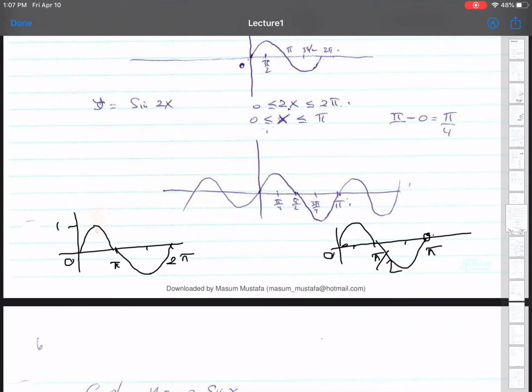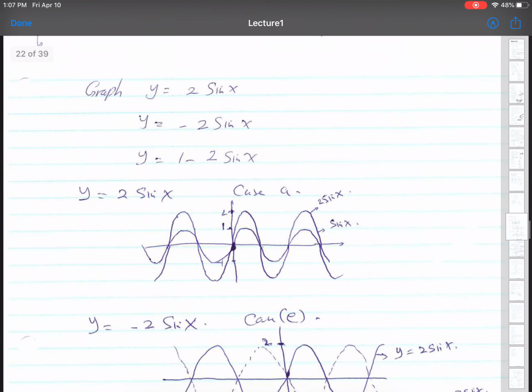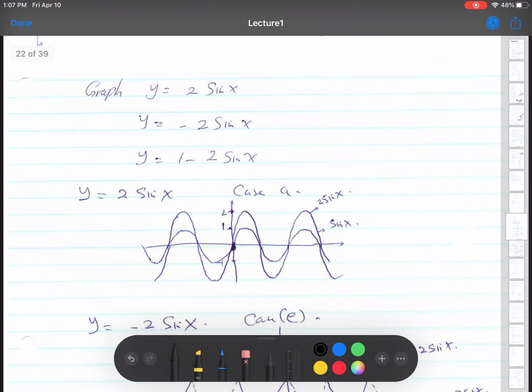Hope that makes it clear. I'll move on to a few more examples. So 2 sine x means it's a vertical stretch of the sine function by 2. So the original sine function looks like this. The maximum value is 1 and the minimum value is -1. If you're stretching vertically, the maximum value will be 2 and the minimum value will be -2. So this is what the stretched sine function will look like.